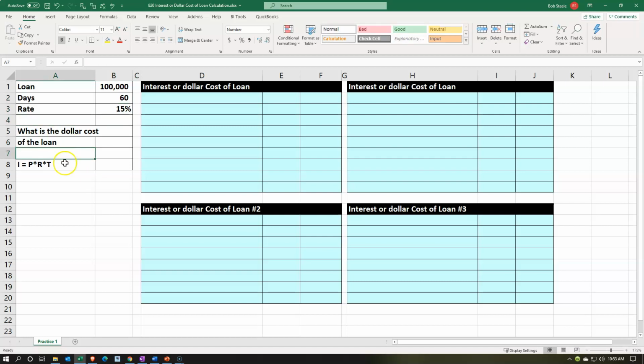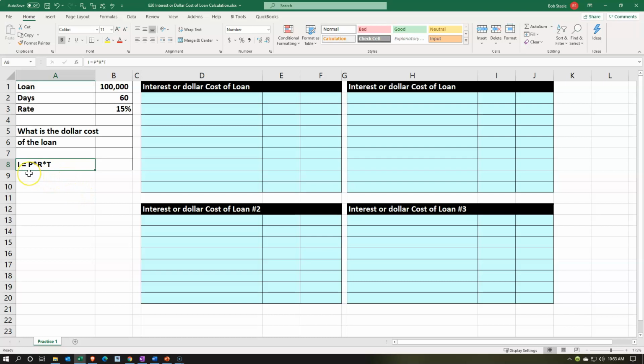Calculation of the interest formula is nice to be able to just memorize. Straightforward simple interest calculation is going to be P times R times T, P being the principal or the loan amount. Typically, if we're saying this is the loan from scratch, loan amount times the interest rate, times T.